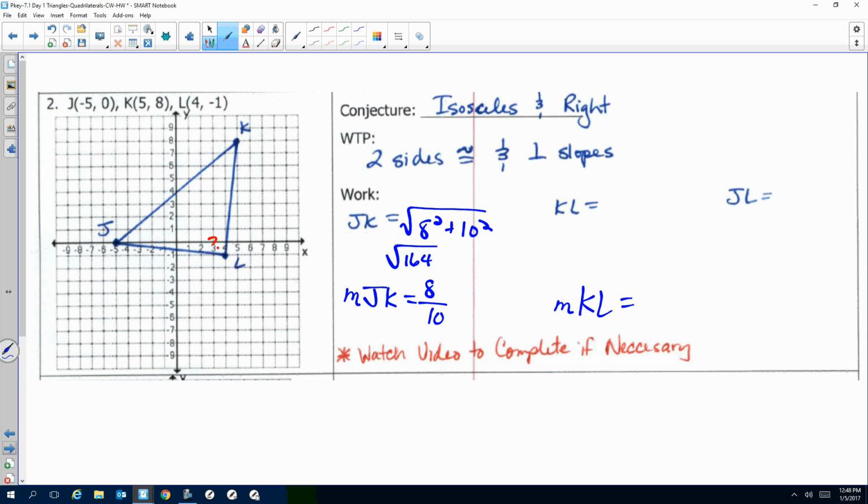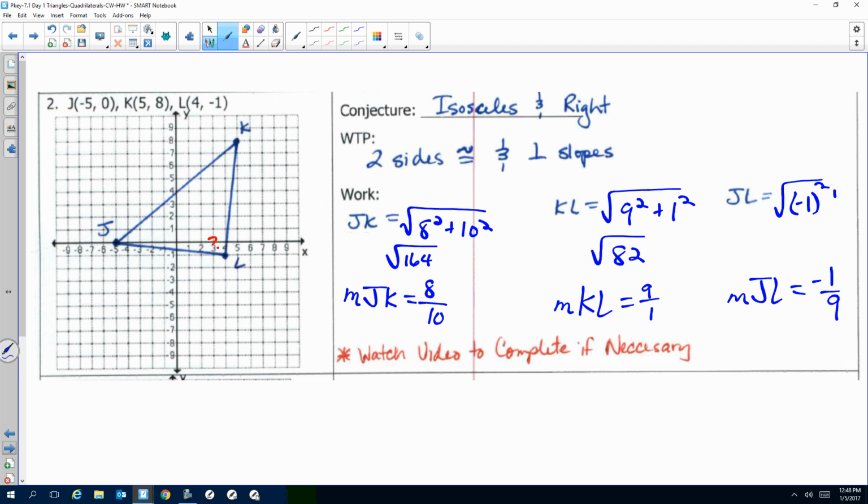So, like if I do the slope of KL, we should see 9/1. So if I find that distance, or that length, that would be 9 squared plus 1 squared, square root of 82. And then I want to look at the slope of JL. Count your rise over run. That's down 1 to the right 9. So this is a negative 1/9.